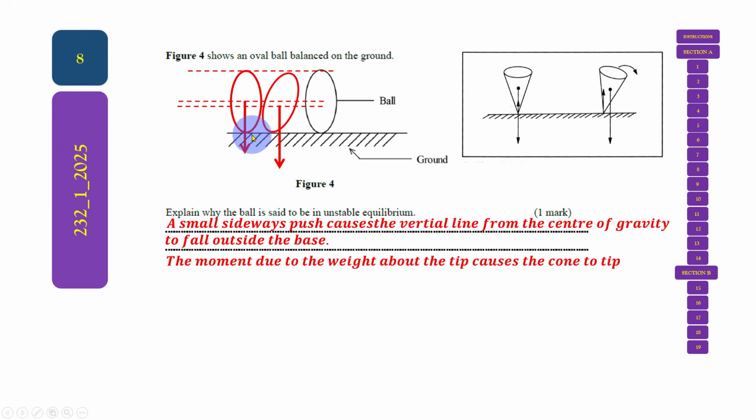So those are the 2 points that you would have used. But probably the one that you saw is the vertical line falling outside the base support. If you saw this other one, whereby the position of its COG is lowered, then there was no problem in your answer. Let's look at question 9. Question 9.